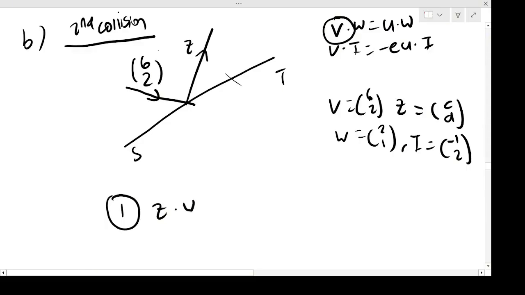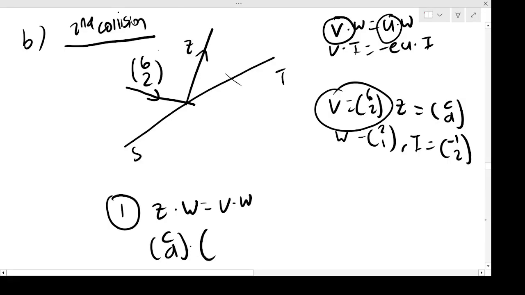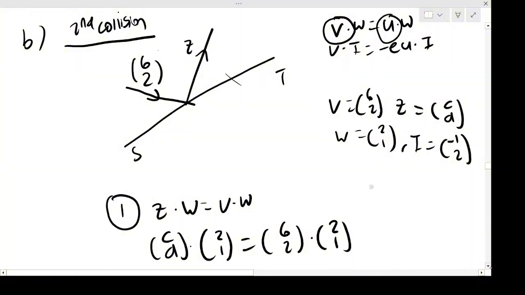So Z dot W is going to be U dot W, but again, U is the initial velocity, so it's going to be V. So V dot W there. And then we can simplify that. We can substitute our stuff in. So Z is (C, D) dotted with W, which is (2, 1), equals V, which is (6, 2) dotted with (2, 1). Okay, and then I can simplify that.